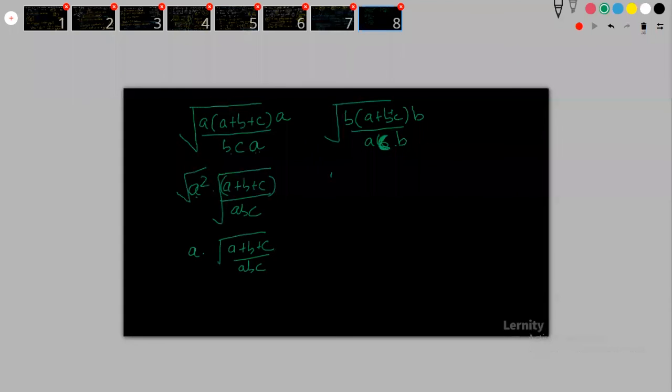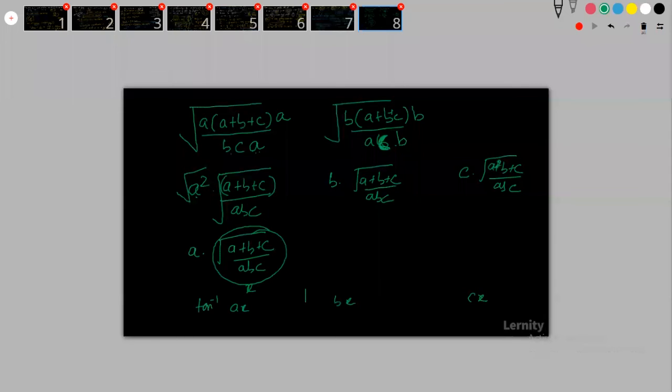This will simply become B into under the root of (A plus B plus C) by ABC. And the last part will simply become C into under the root of (A plus B plus C) by ABC. Now just to simplify, to make my writing less, I will write this as X. So this will become AX, this will become BX, and this will become CX. So this is tan inverse of AX plus tan inverse of BX plus tan inverse of CX is equal to theta.